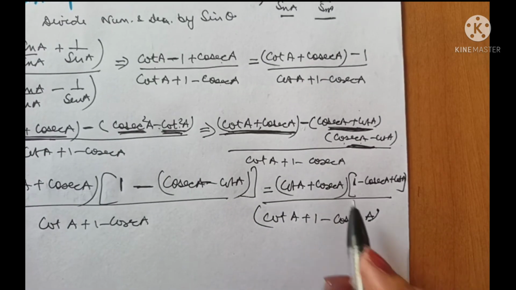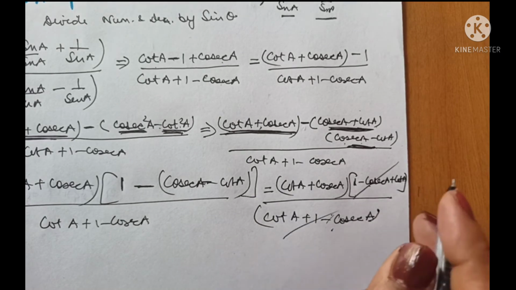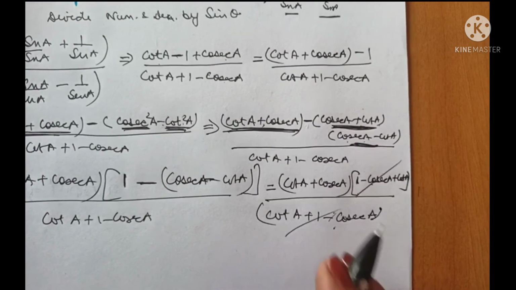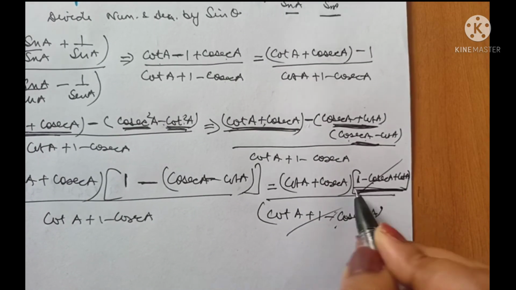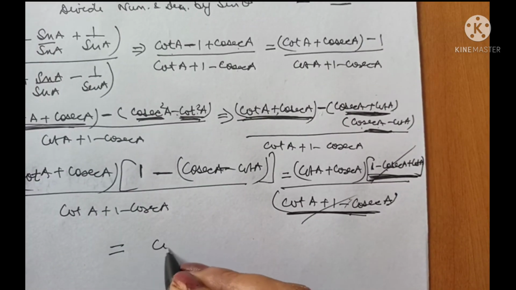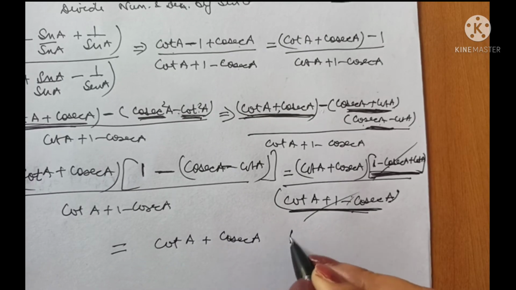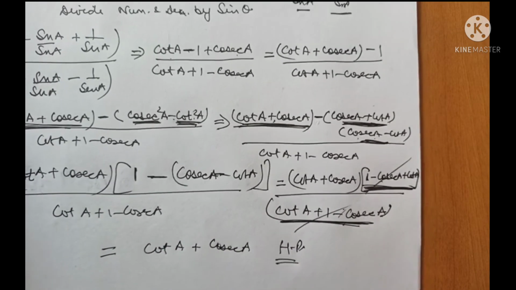Now if you see carefully, these two terms are exactly similar. If these two terms are not coming out to be similar, that means you are making a mistake. So this complete term is going to be cancelled by this complete term and I am left only with cot A plus cosec A, which I am supposed to prove, hence proved.